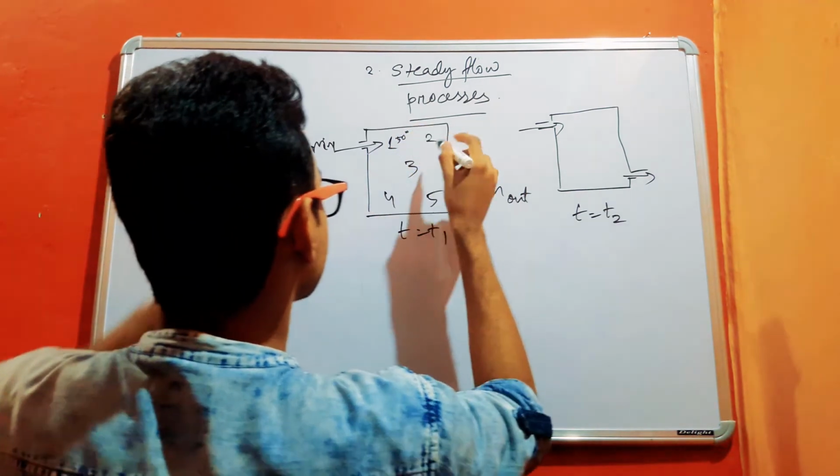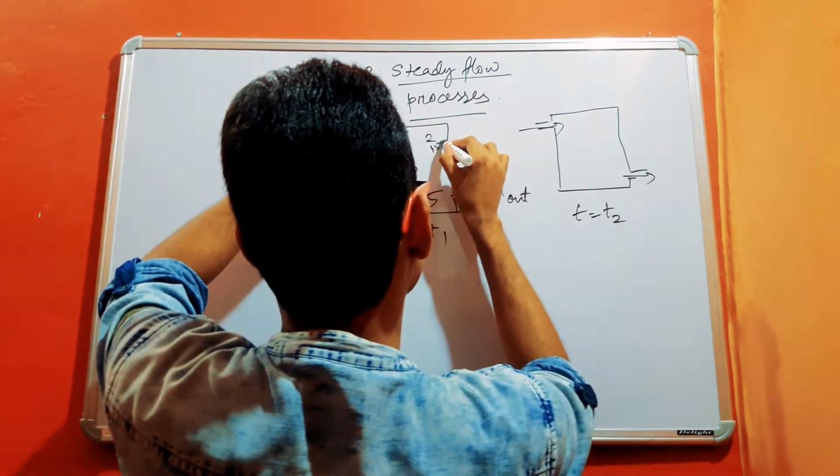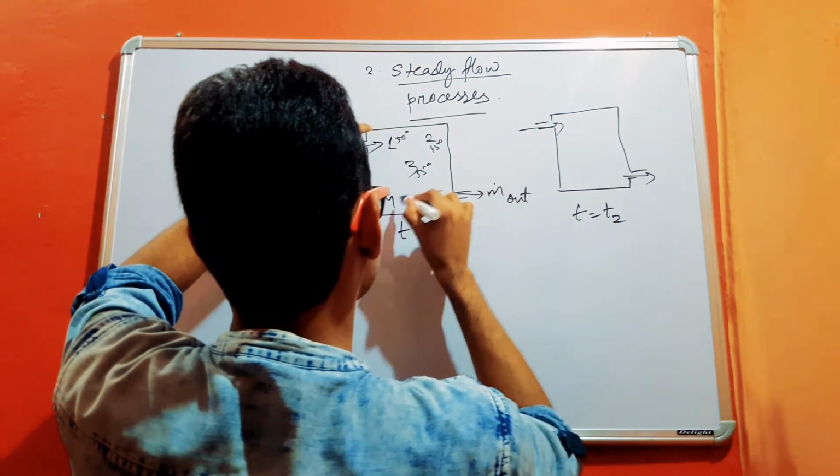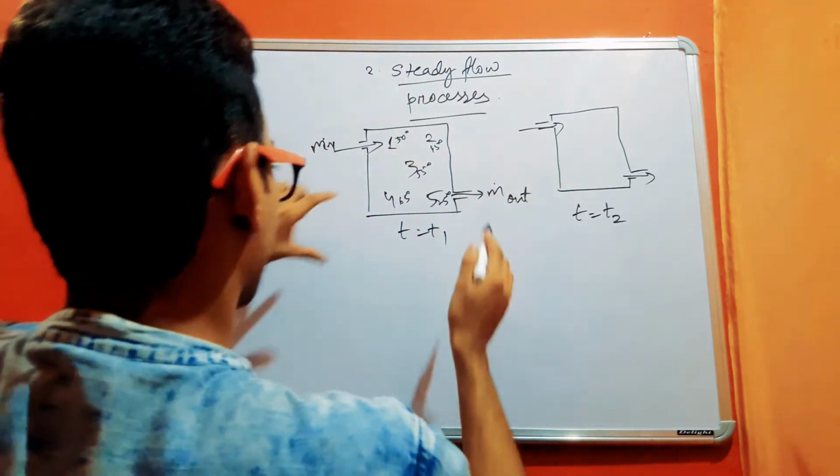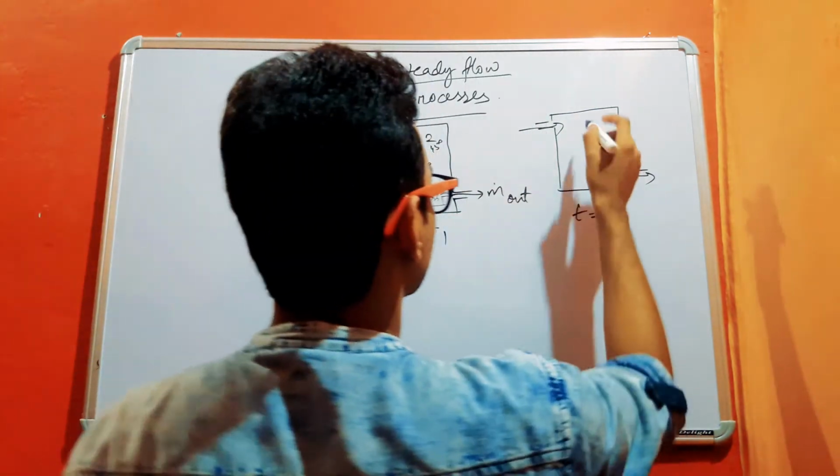if the temperature here is 50 degrees Celsius, then it can be different at this point, say 45 degrees Celsius, say 55 degrees Celsius, say 65 degrees Celsius and 75 degrees Celsius. So these are the temperatures at different points at time equal to t1 of this control volume.